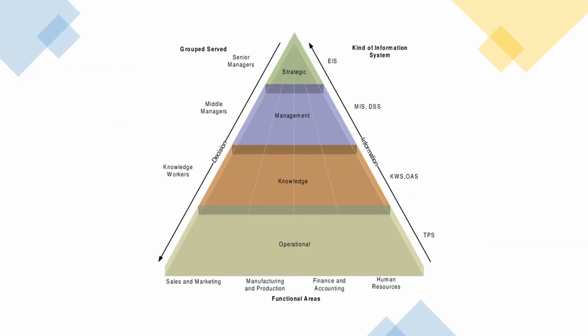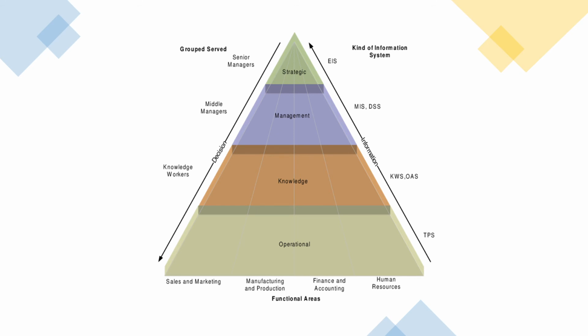So this is a very great graph for you to understand information, what the kinds of information are and what the functional areas are. At the bottom we have the operational staff. If you are working in a multinational or a local company, or even if you are a student, you should know that at the bottom level there is the operational staff, then we have knowledge, then we have management, and at the very top are the strategic people. In any company this is the graph that is followed.